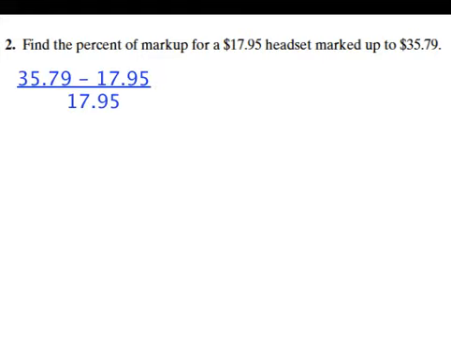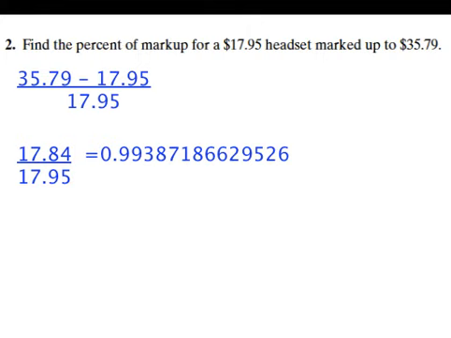Check to make sure you set the problem up properly. It should have been 35.79 minus 17.95 divided by 17.95. 35.79 minus 17.95 is 17.84. So now we need to take 17.84 and divide by 17.95. 17.84 divided by 17.95 is 0.99387186629526.